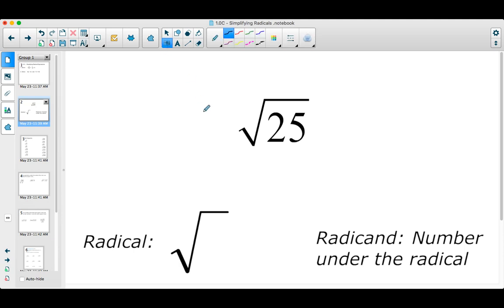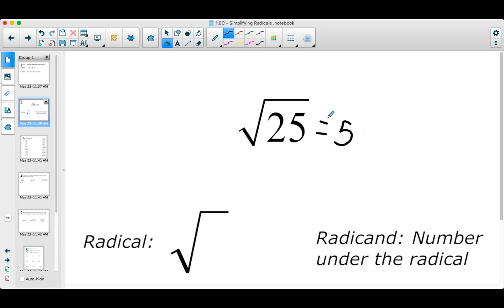Today we're going to be talking about radicals. This right here is a radical, also known as a square root. The parts you need to know about it: the big shape part of it is a radical. That's what we call that. The number inside is a radicand. So the radical of 25, or the square root of 25, is equal to 5.